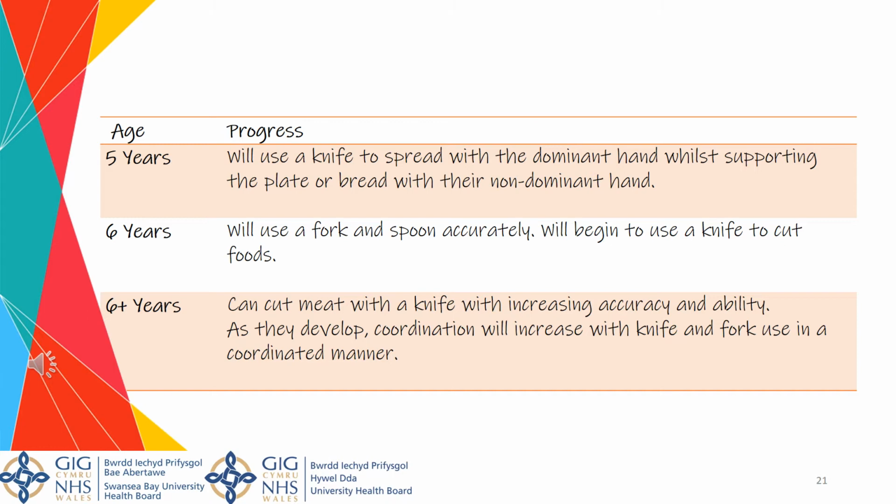At the age of 6, they'll be able to use a fork and a spoon accurately, and they will start using a knife just to cut foods. And from 6 onwards then, we'd be expecting them to be able to cut, for example, meat with a knife with increasing accuracy and ability. As they develop, the coordination will increase with knife and fork use in a coordinated manner.